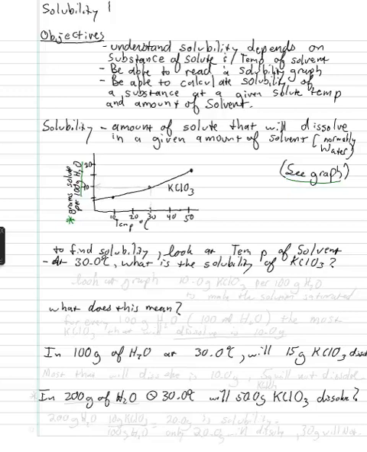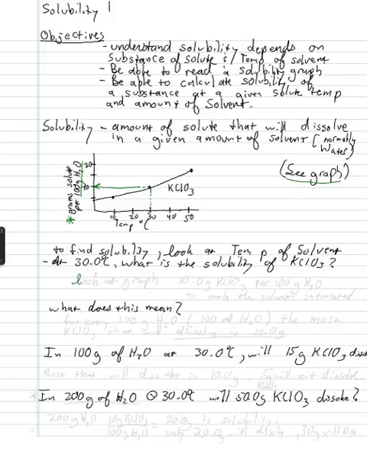So, how am I going to apply this? Let's say we wanted to find the solubility. We look at the temperature of the solvent. So, let's say at 30 degrees Celsius, what is the solubility of KClO3? So what we do is we go up to 30 degrees Celsius, check that out, and then we figure out how much will dissolve. And that's what we read on our y-axis.